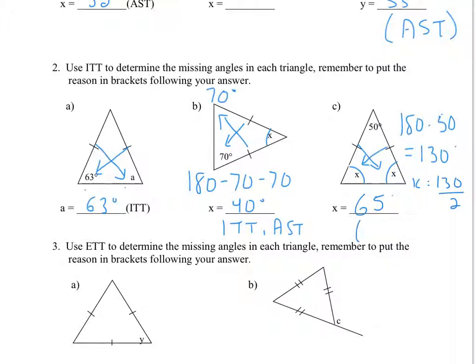And again, my reasons are AST, because I had to use the fact that all the angles add to 180, and then I knew that the two bottom lengths were equal, so I used ITT.